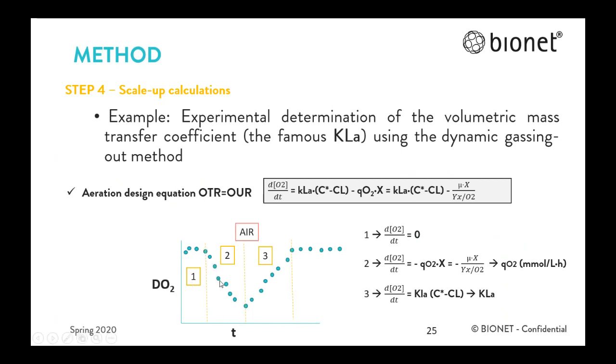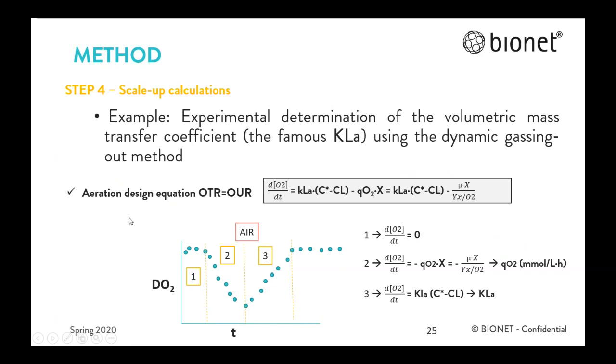You can see here in this graphic. So we start supplying nitrogen at this point to strip all the oxygen present in the media. So at this point, we start again to supply air until we reach the equilibrium. So from the slope of this representation, we can calculate the KLA.